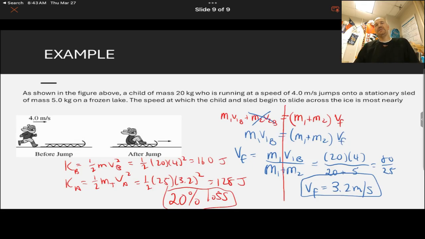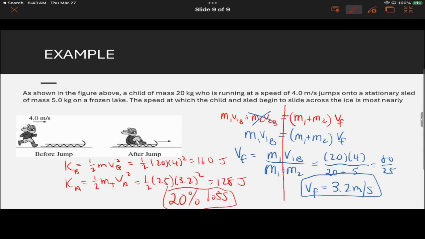Okay, so now we've finished Unit 4. Units 5 and 6 are going to be rotation units. Unit 5 is going to focus on kinematics and dynamics, and Unit 6 is going to focus on the conservation laws, so energy and momentum. And then we finish up the year with oscillations.